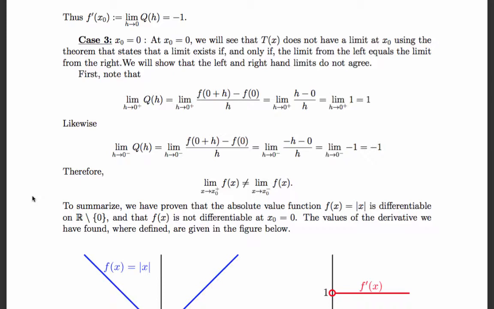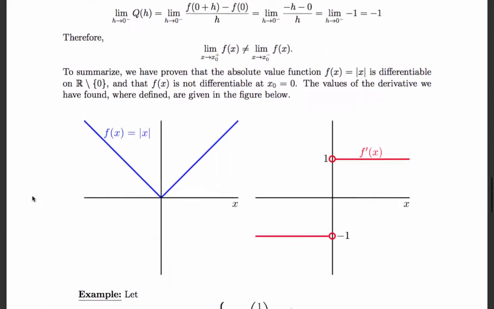The limit from the right is 1 because f of 0 plus h, when h is positive, is just h. So h minus 0 over h is 1. And if h is negative, that is to the left of 0, then f of 0 plus h minus f of 0 is negative h. Over h, I get negative 1. So the limit from the right is 1, but from the left is negative 1, and they don't agree, meaning the limit at x equals 0 does not exist. Therefore, f is not differentiable at x equals 0.